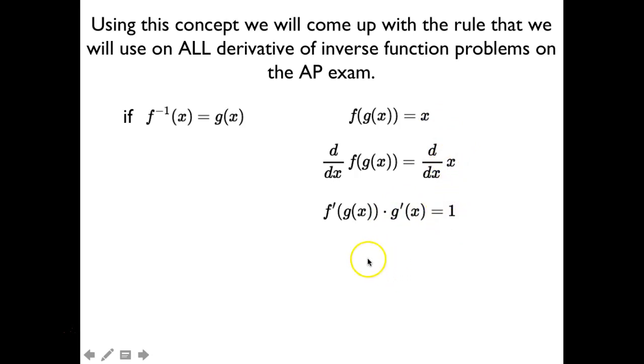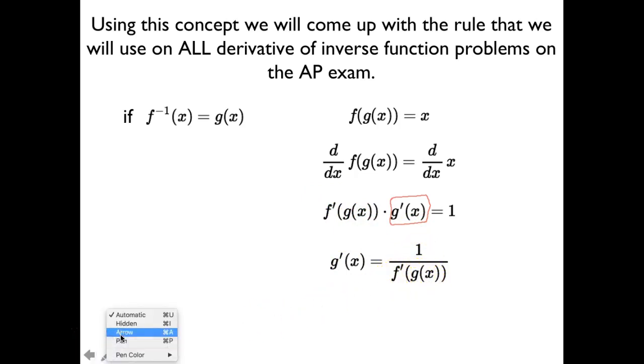Okay, now if you notice, what I'm trying to do is show you how to take the derivative of an inverse function. Notice right here, I said this is the inverse, right? g is the inverse. If I can just solve for this, I have the derivative of an inverse function. So just divide by this thing right here. And your derivative of the inverse function is 1 over f prime of g of x.